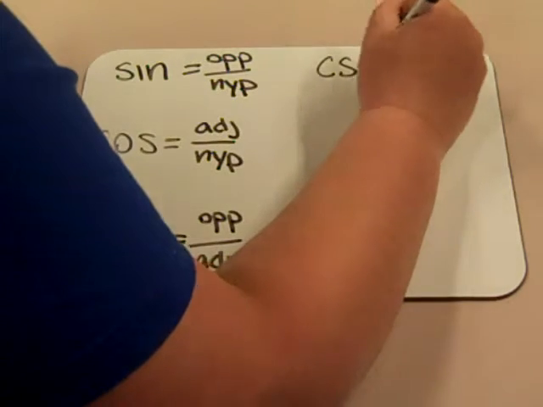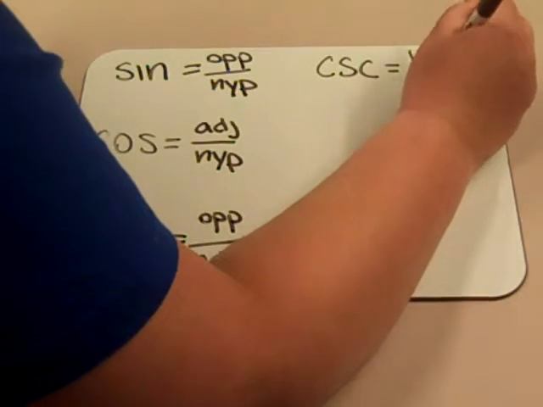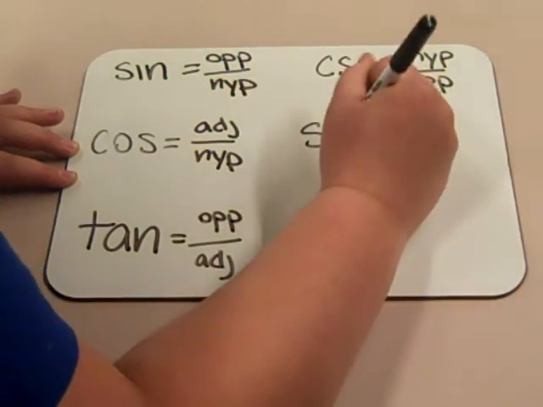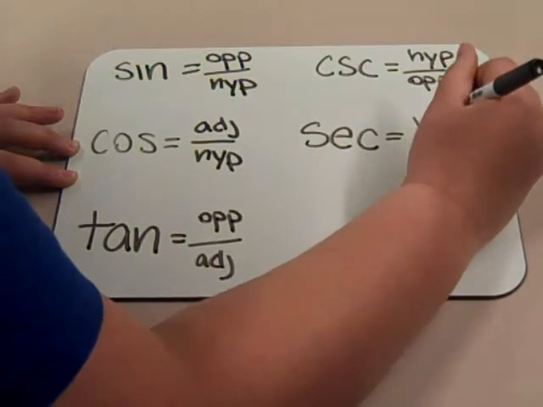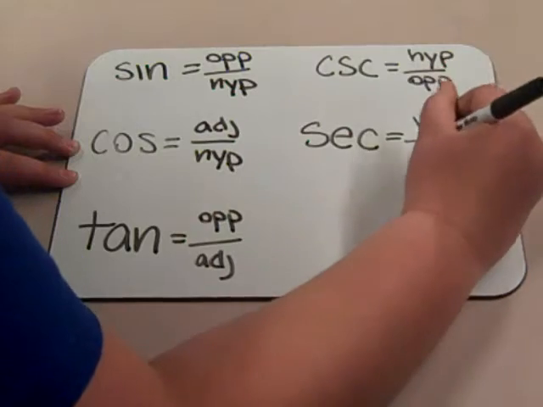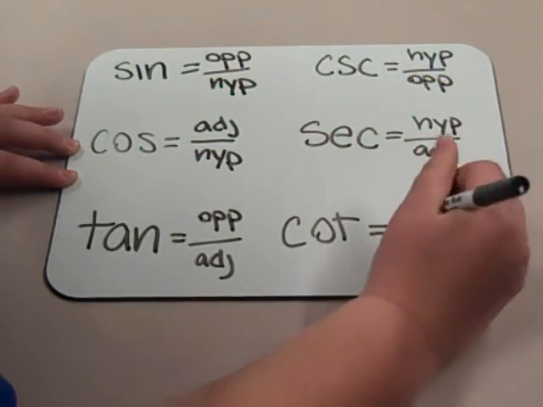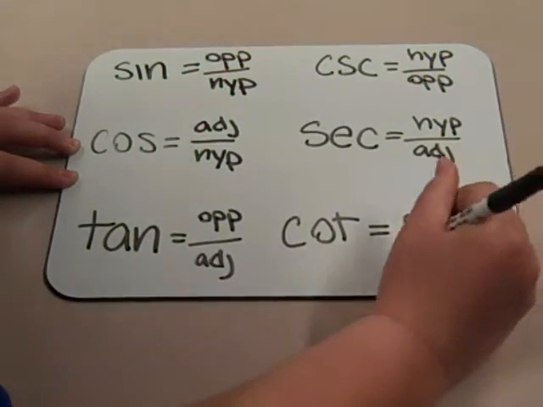Cosecant of theta equals the hypotenuse over the opposite side. Secant of theta equals hypotenuse over the adjacent side. And cotangent equals the adjacent side over the opposite side.